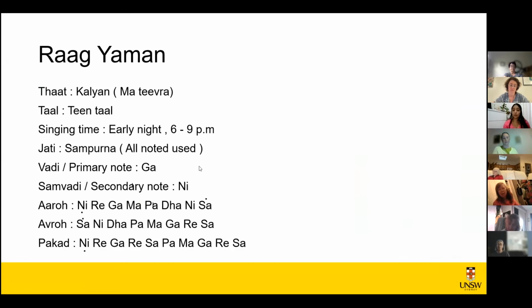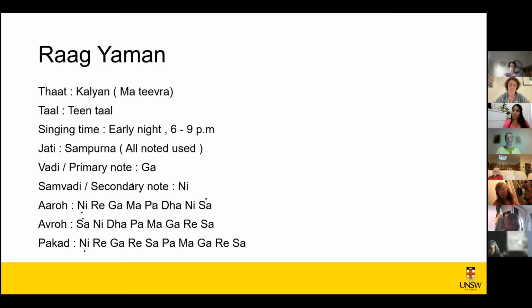Kalyan Thaat has ma teevr, that is ma sharp note, and the remaining are all original sounds. So all other notes would be shud, and it's one of the starting rags that we study, because it's just one note that's sharp and all the other notes are in the original sound. So this is the rag that we usually start with when we start learning Indian classical music.